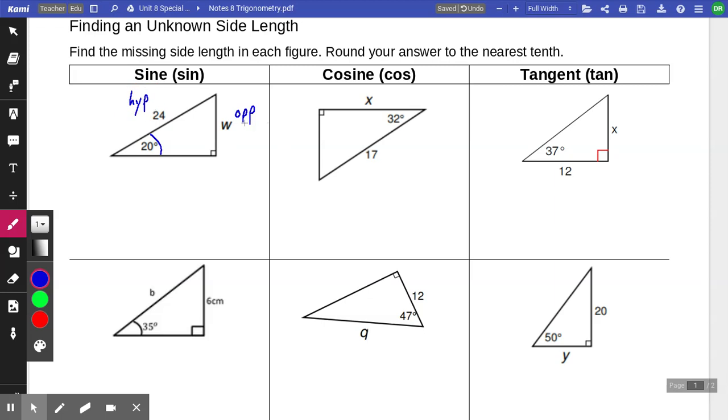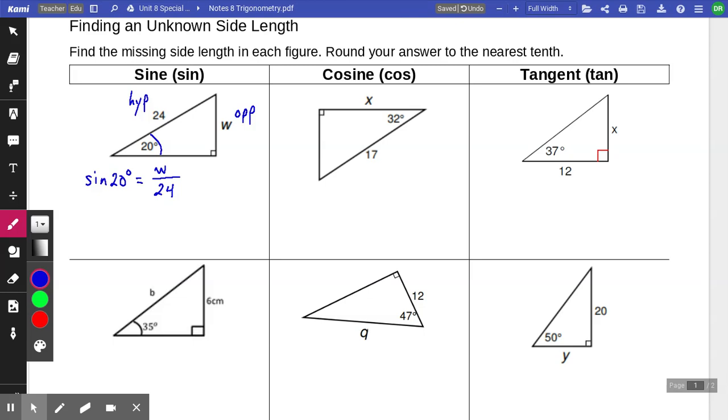And because we have the opposite leg and the hypotenuse that we're interested in, that is why we use sine, right? So we simply write this as sine of 20 degrees equals your opposite side of W over the hypotenuse of 24. Okay? Very simple there. That's the setup. We'll solve it in just a moment.